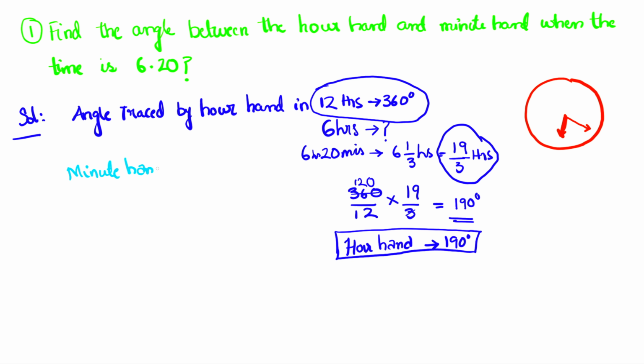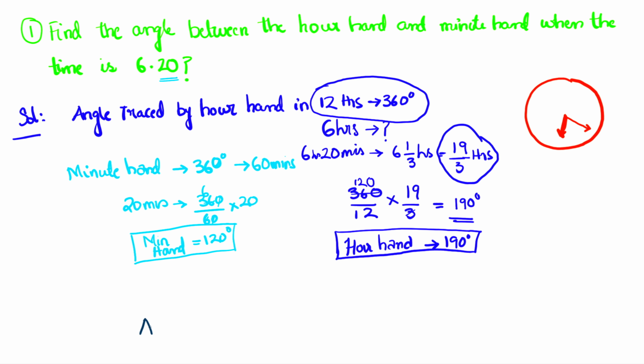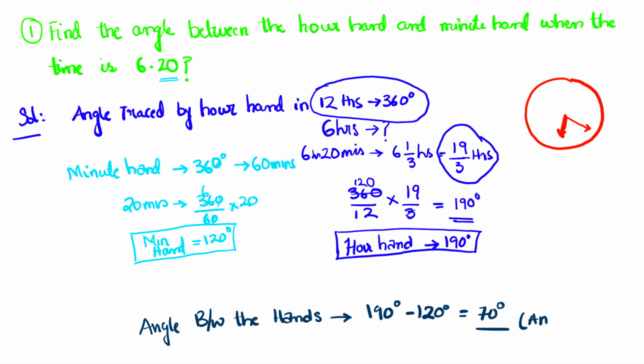And the minute hand traces 360 degrees in 60 minutes, but we need to find out what it does in 20 minutes. So by direct proportion, we have again, the minute hand does 120 degrees in 20 minutes. We then have the answer, that is the angle between the hands, by finding the difference of the angles that they have traced, which is 70 degrees.